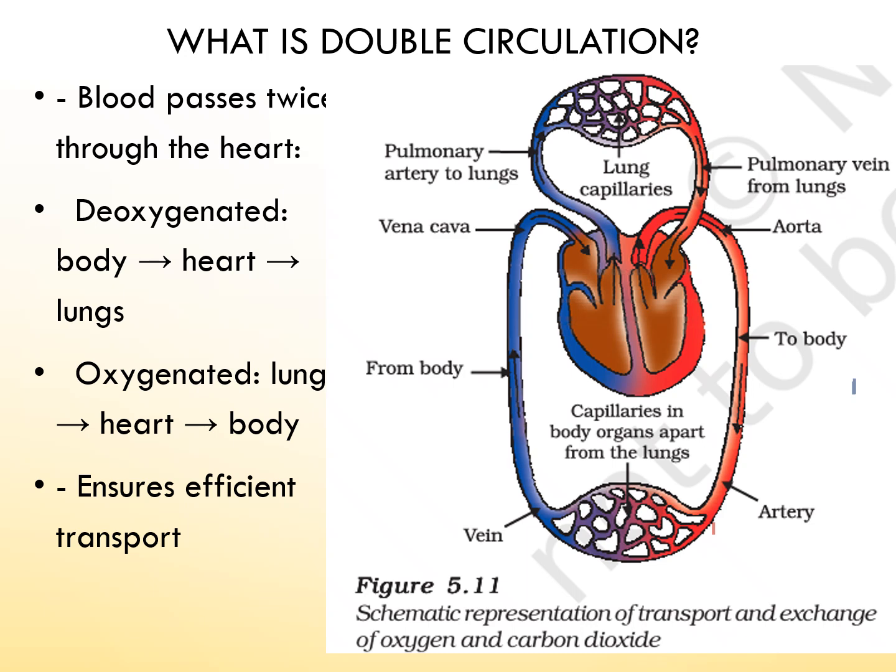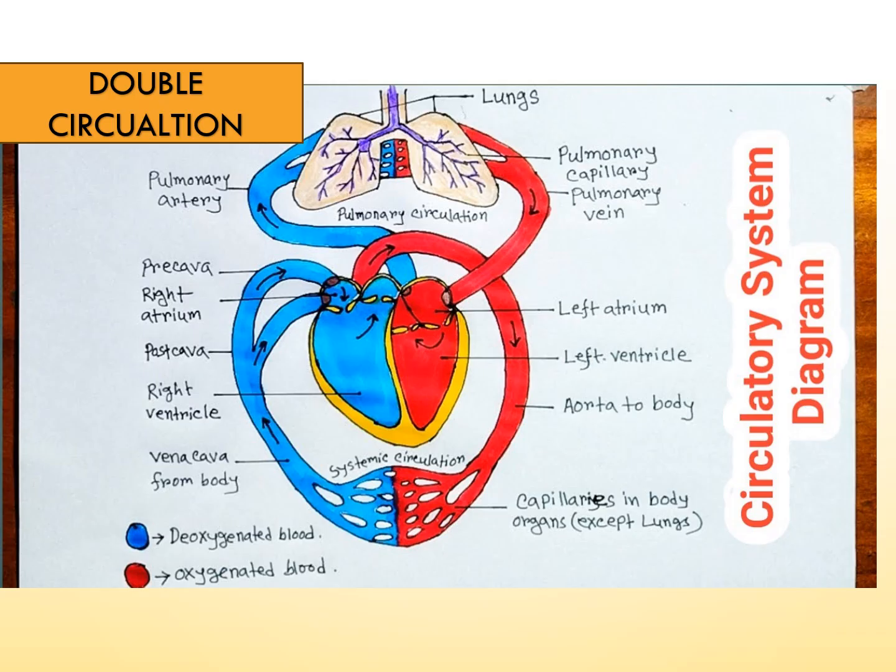Also completely divided left hand side and right hand side. I hope I could make this clear to you. So now let us understand the double circulation with the help of this image. You can see this double circulation heart having the blood moving twice through it, one from the left hand side, which is the oxygenated blood, one from the right hand side, which is the deoxygenated blood. So blood moving twice through the heart is double circulation.